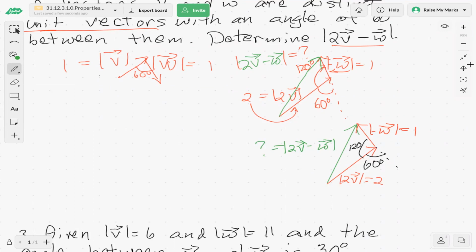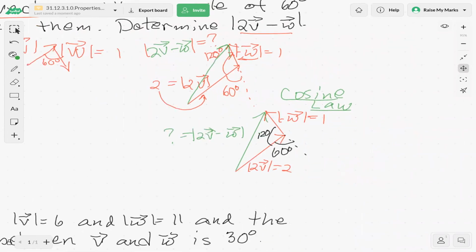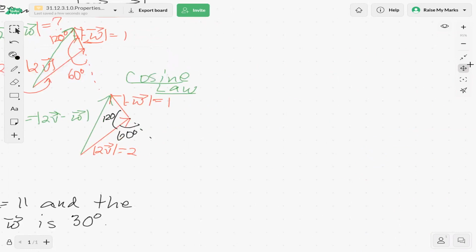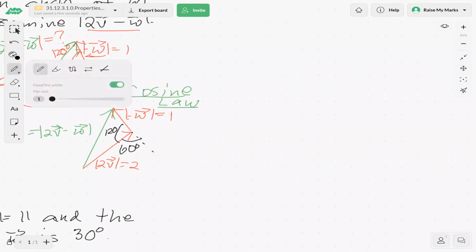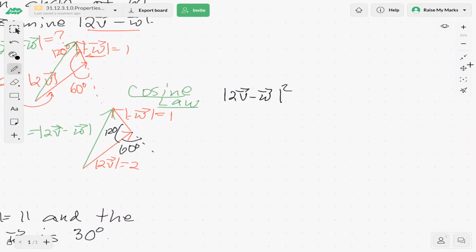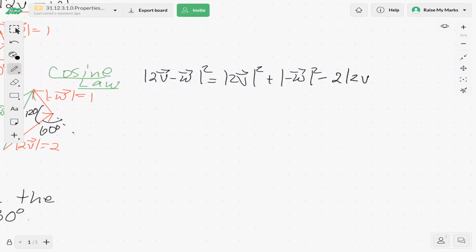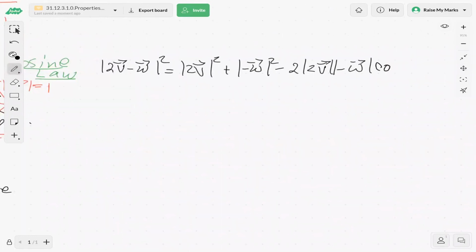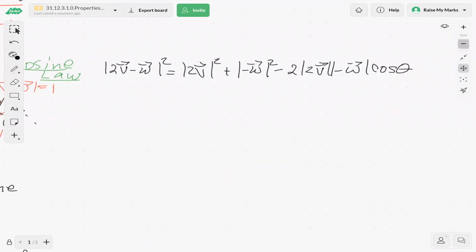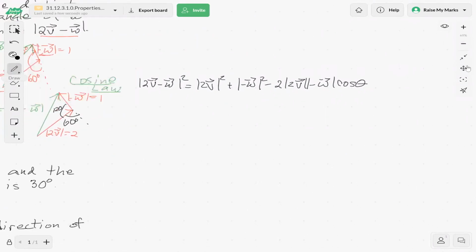We need to use the cosine law. So again, cosine law. Let's scroll over to the right and use this cosine law to try and figure out the magnitude of 2v minus w, or the length of that third side. Okay, so the magnitude of 2v minus w squared equals the magnitude of 2v squared plus the magnitude of negative w squared, minus 2 times the magnitude of 2v times the magnitude of negative w times cosine of the angle theta between them, which is 120.